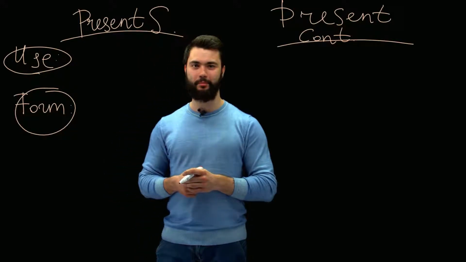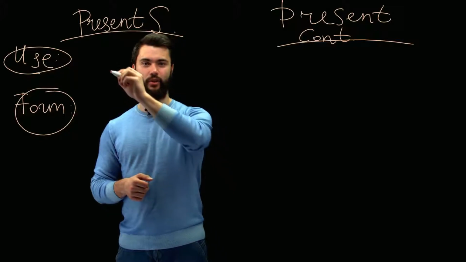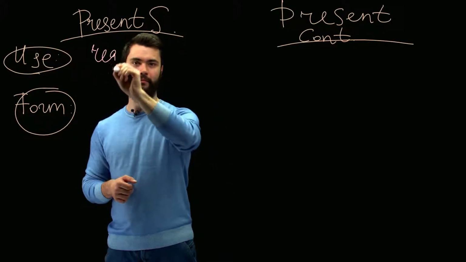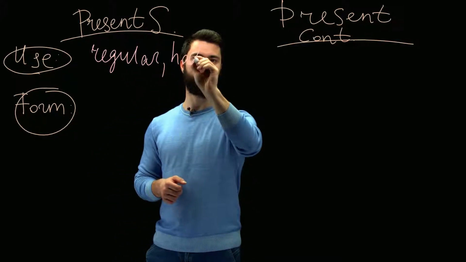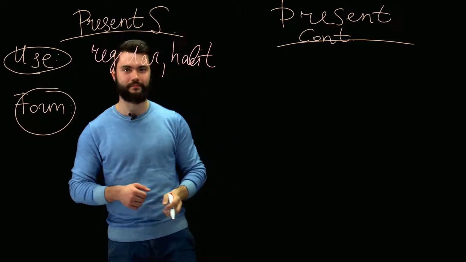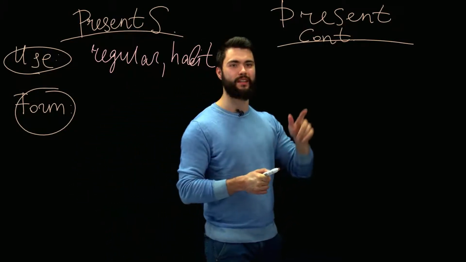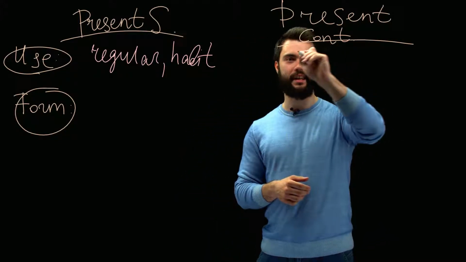We use the present simple tense when the action in the sentence is regular or habitual. On the contrary, we use the present continuous tense when the action is happening at the moment of speech, or right now.